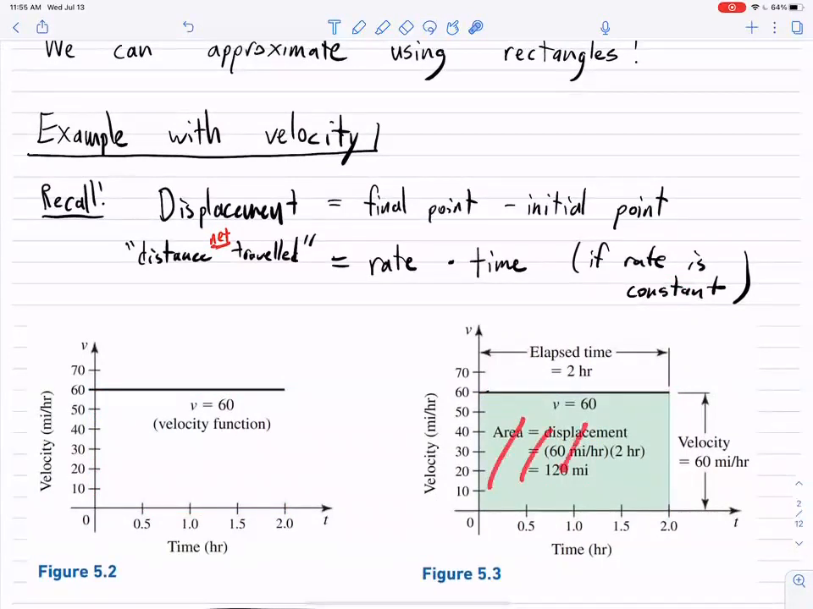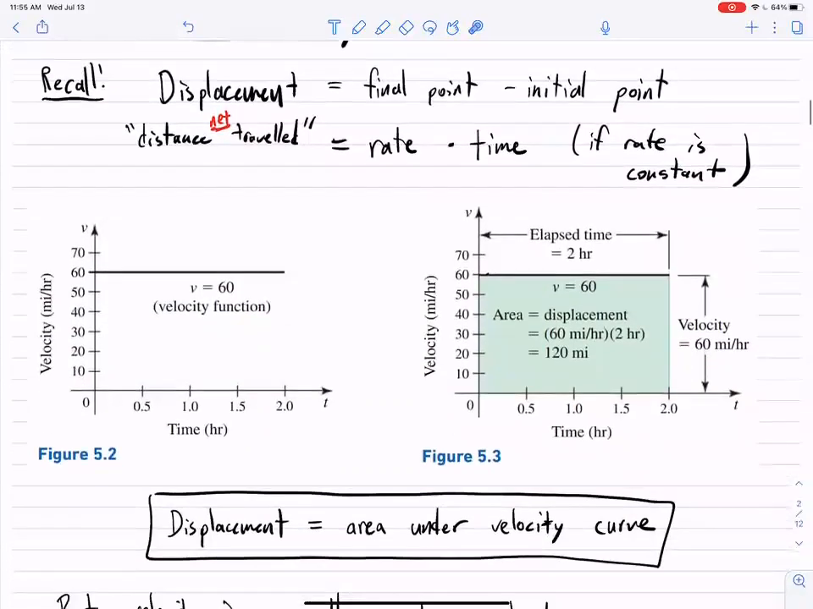And so the area under the curve actually represents the total displacement, or how far we traveled. Displacement is just the area under the velocity curve. The area under a curve is a very important quantity. If we have a velocity curve, the area under that curve is the total displacement.